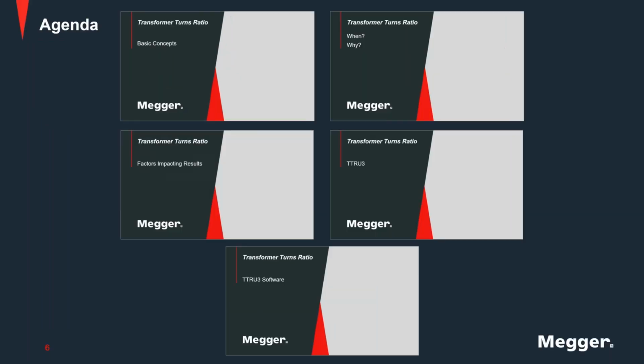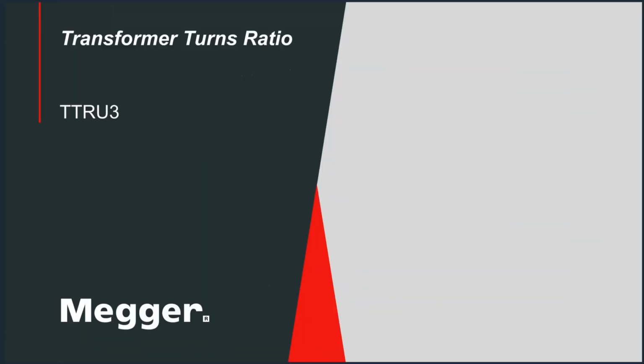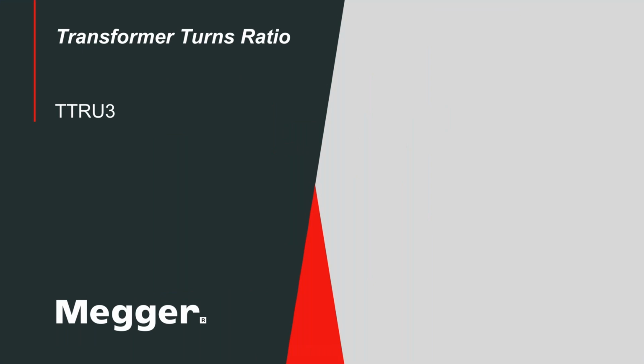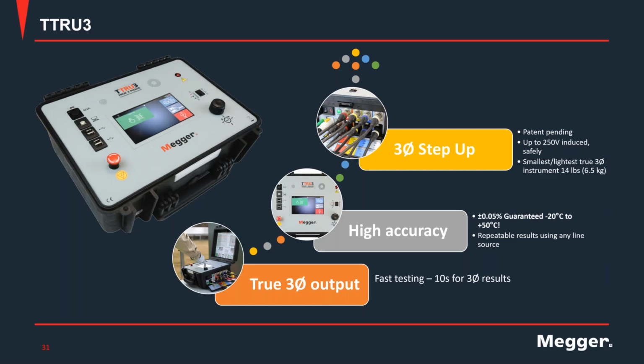So now that we looked at the basic concepts, when and why we perform the test, and what are the factors that will affect my results, right? What are those external factors that will come into play when performing the measurement? How does the new TTRU3 respond to those needs? Let's look first at the most important features of the TTRU3.